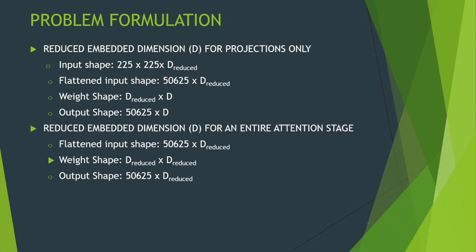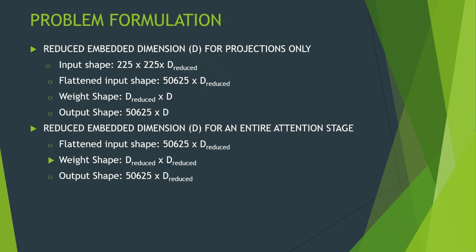Then the weight shape is also reduced at the first dimension so that it matches when you do the dot product, D reduced by D. When that dot product is done, the output becomes 50625 by D. So the output shape dimension is unchanged; the output has the full dimension. The output shape is not D reduced.